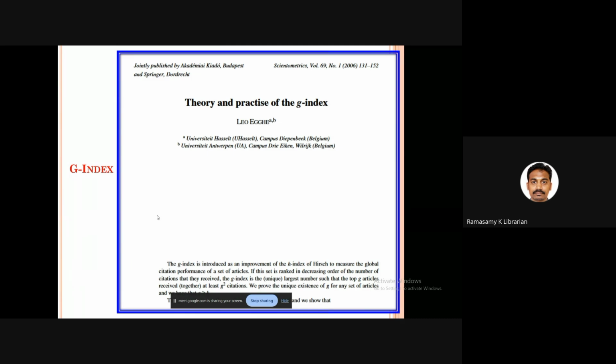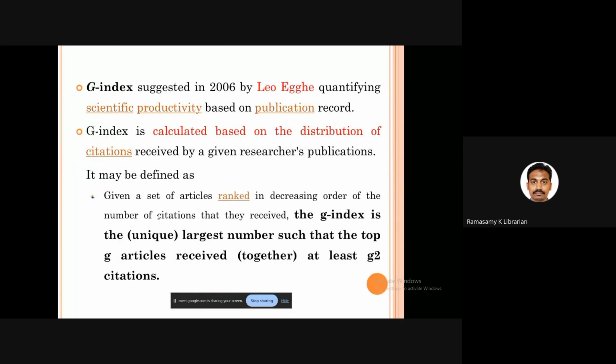In the year 2006, Leo Egghe introduced another index called G index. He claims that this index is better than H index, and normally G index is more for individuals than H index. And his definition goes this way: G index means the largest number such that the top G articles receive together at least G square citations.